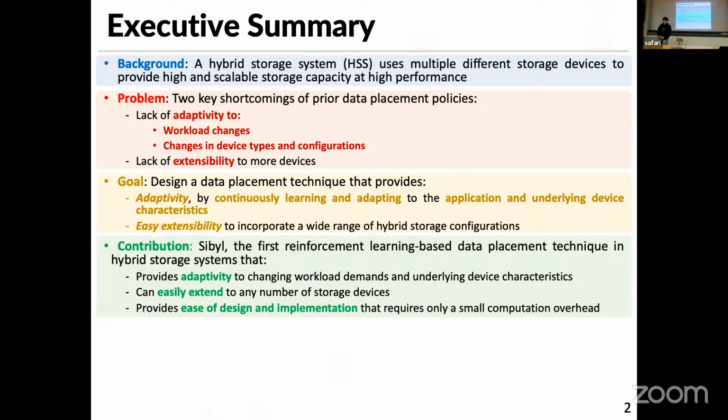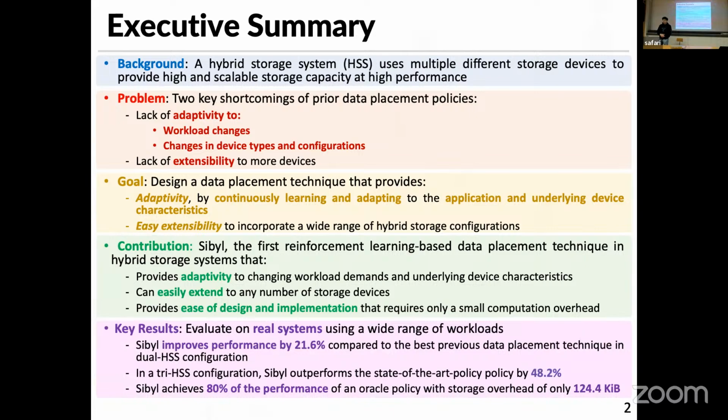So this is being solved by what is called Sibyl. It's the first reinforcement learning-based data placement technique in hybrid storage systems. And it basically solves these issues more or less by being adaptable to different workloads and also being extensible, we will see later what this means, to a higher number of storage devices. And also on top of everything, it provides an ease of implementation for the engineer that wants to implement a data placement policy.